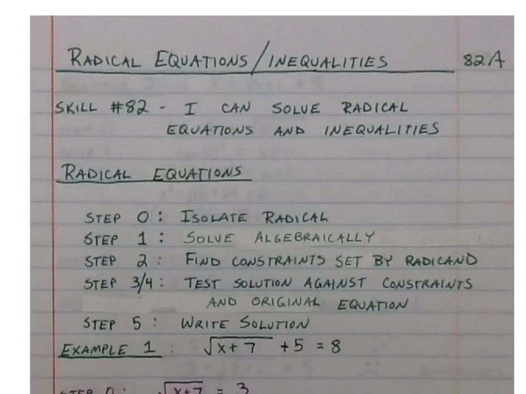I've outlined steps for solving radical equations below. First step, what I like to call step 0, is isolate the radical. The reason I call it step 0 is a lot of times it's already isolated. Step 1, solve algebraically. Step 2, find constraints set by the radicand. Step 3 and 4, test the solution against the constraints and original equation. And then step 5 is to write the solution.